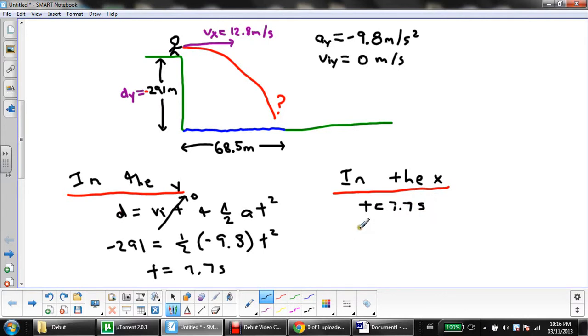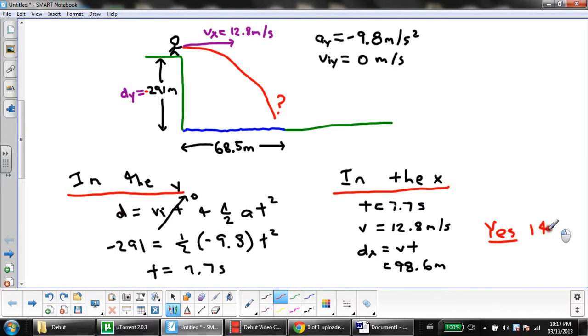I know v is 12.8. And I'm going to solve for d. It's vt. I plug in those numbers, and I get 98.6 meters. And so, to answer the first question, does it make it across the water? Yes. It clears the water.